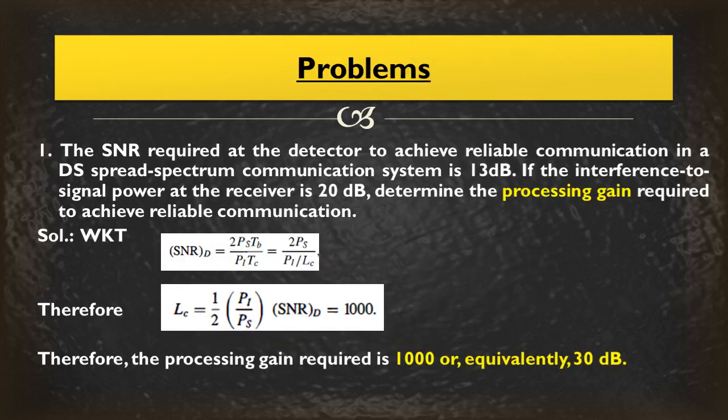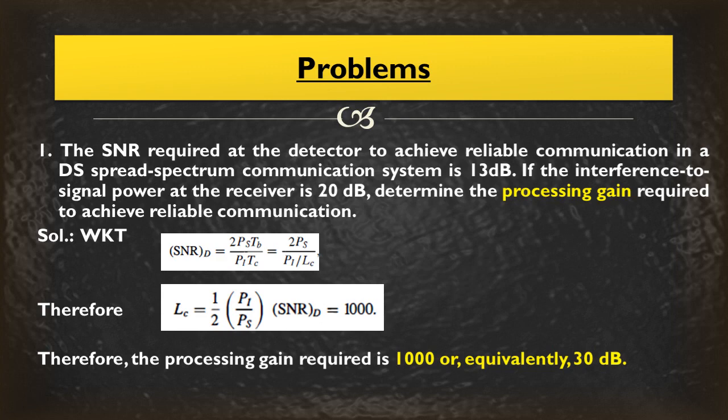Now we will solve a few problems on these formulas, whatever we discussed. The first one: the signal to noise ratio required at the detector to achieve reliable communication in a direct sequence spread spectrum communication system is 13 dB. If the interference to the signal power at the receiver is 20 dB, determine the processing gain required to achieve reliable communication. Fine. So we have to calculate the processing gain here. What they have given is signal to noise ratio 13 dB, and interference to the signal power ratio, that is jamming margin, is given by 20 dB.